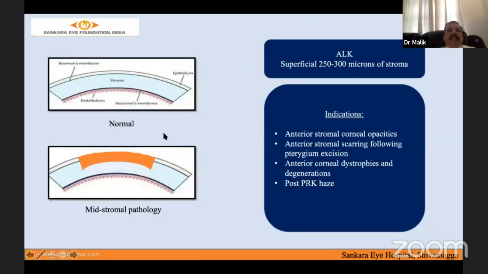Let's see what is ALK. ALK is an anterior lamellar keratoplasty. If you consider this is the normal cornea, and if you have any pathology in the anterior stroma, this can be replaced by ALK. So the indications are anterior stromal corneal opacities, anterior stromal scarring following pterygium excision, anterior corneal dystrophies and degenerations, post-corneal haze, or anterior scar formed by any healed keratitis or trauma.